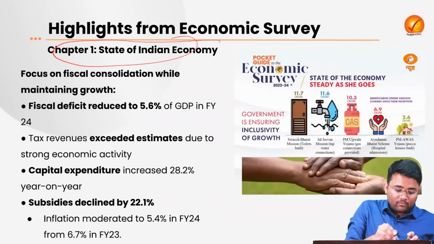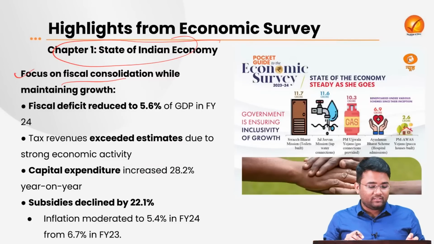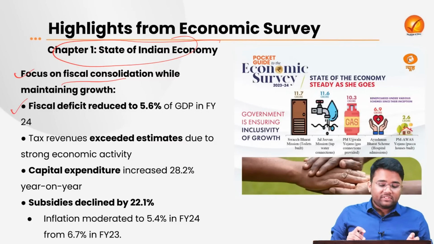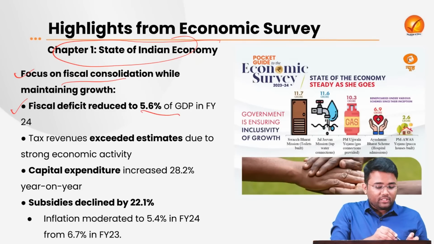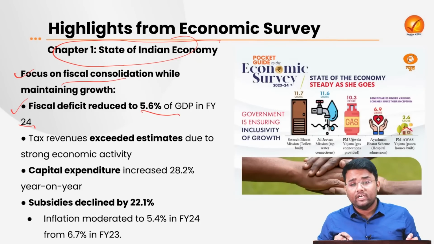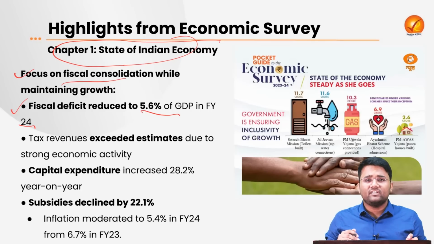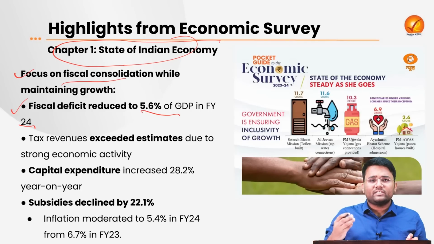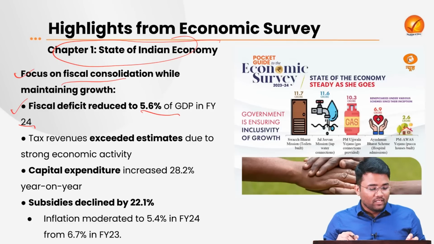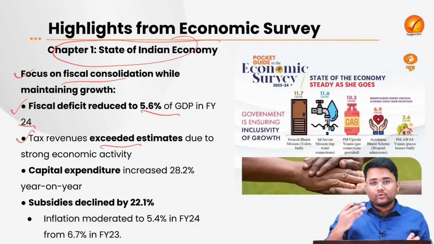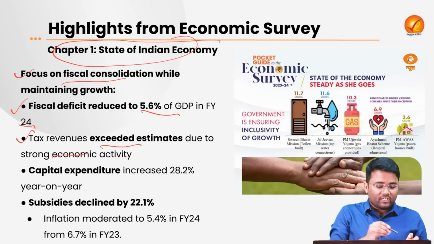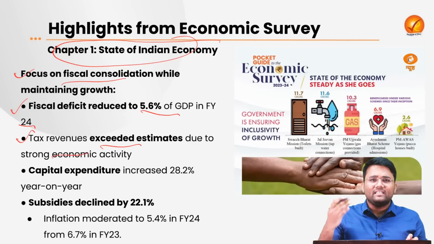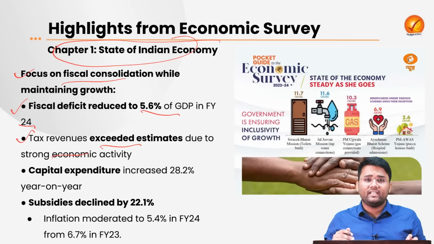The survey further talks about the focus on fiscal consolidation while still maintaining growth. The fiscal deficit has reduced to 5.6% of GDP in the financial year 2024. As you will know, the fiscal deficit is the total expenditure minus total revenue excluding borrowings. Tax revenue also exceeded the estimates due to strong economic activity. GST collections have seen a record high, at almost 20.8 lakh crores.